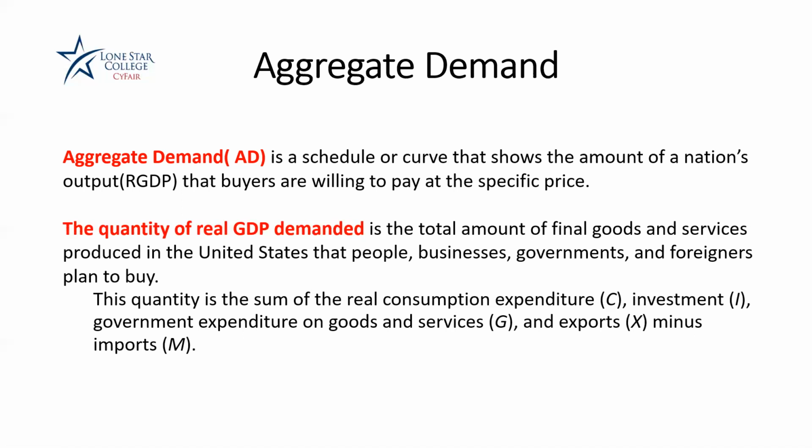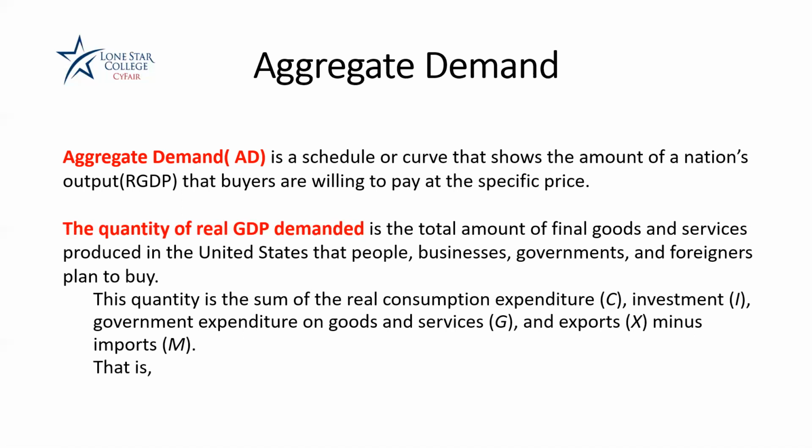So just like chapter 3, aggregate demand shows the relationship between price and the amount of goods and services that are produced in the economy. We call this quantity the quantity of real GDP demanded. And inside this quantity demanded, we have all the components we had in chapter 7 for GDP. We have C, I, G, and net export, export minus import.